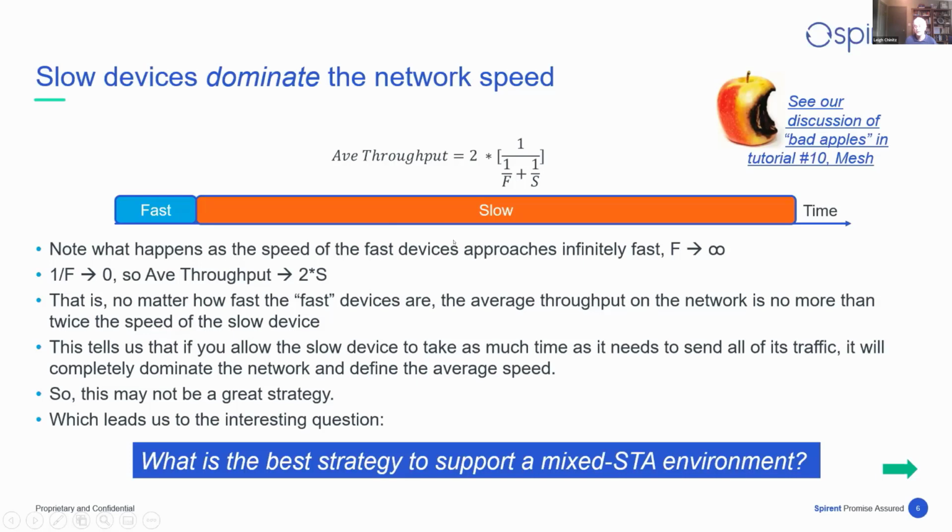That really gives you a sense, and this little graphic up here is intended to show why that is. The reason is that since it takes the slow devices so much longer to send their traffic, they need more time on the air. So the fast devices are sending their things and getting off quickly. The slow devices are sending for a very long time. So they essentially dominate airtime.